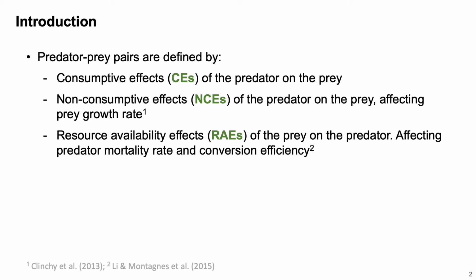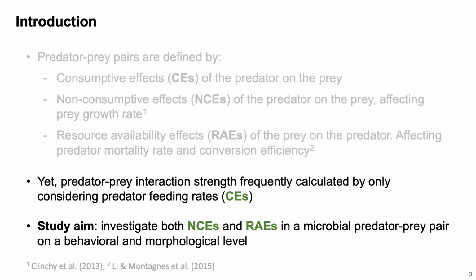Resource availability effects mean that, for instance, the search strategy and corresponding energy expenditure of the predator are functions of prey density. In fact, it has been shown that the conversion efficiency and the mortality rate of the predator are prey density dependent. However, at least the short-term interaction strength of a predator-prey pair is frequently assessed based only on the feeding rate of the predator, which mainly captures the consumptive effects of the predator.